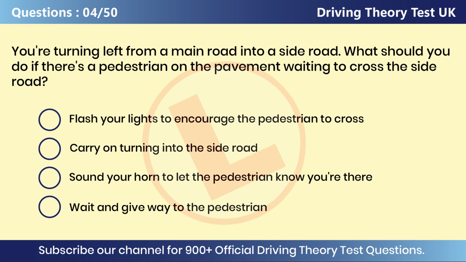Question 4. You're turning left from a main road into a side road. What should you do if there's a pedestrian on the pavement waiting to cross the side road? A. Flash your lights to encourage the pedestrian to cross. B. Carry on turning into the side road. C. Sound your horn to let the pedestrian know you're there. D. Wait and give way to the pedestrian. D. Wait and give way to the pedestrian.